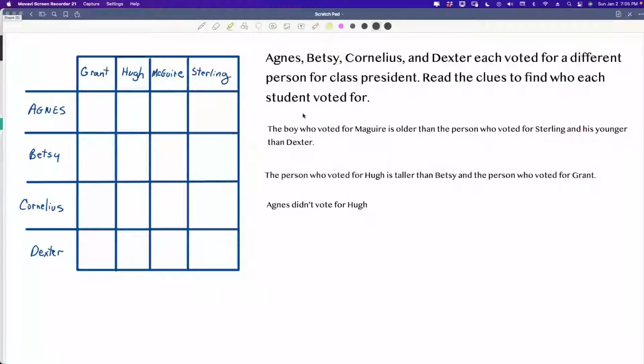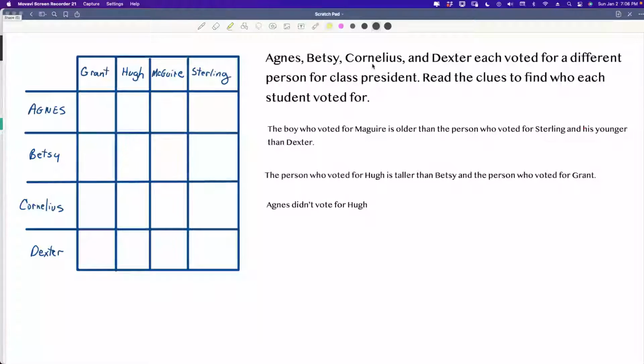So let's look at our scenario. You're always given a scenario first, and there's information in the scenario. So don't gloss over that. It has your rules and what's going to happen. And then we have our clues here, and that's going to help us decipher who voted for who.